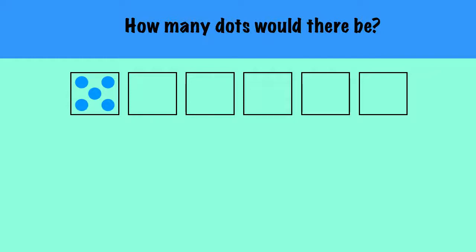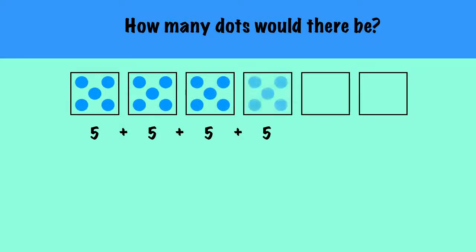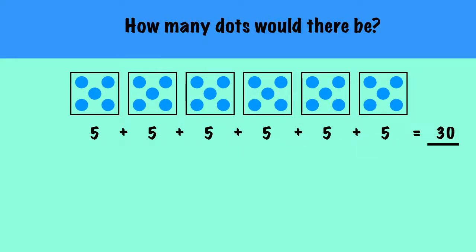Now there's several ways you could have approached this, but one strategy is to first count that there are 5 blue dots in a group. Because all the groups are the same, we know the next group will also have 5 that we can add. And then the next group will have 5, and another 5, and another 5, and another 5. Then to figure out the total, we could just add them up. 5, 10, 15, 20, 25, 30. We could say there are 30 dots.